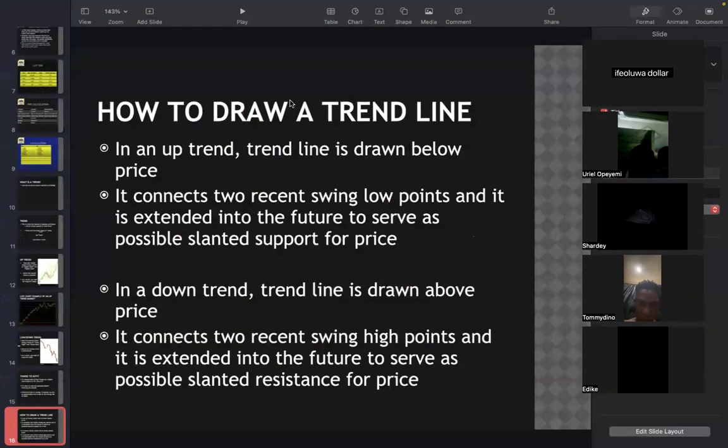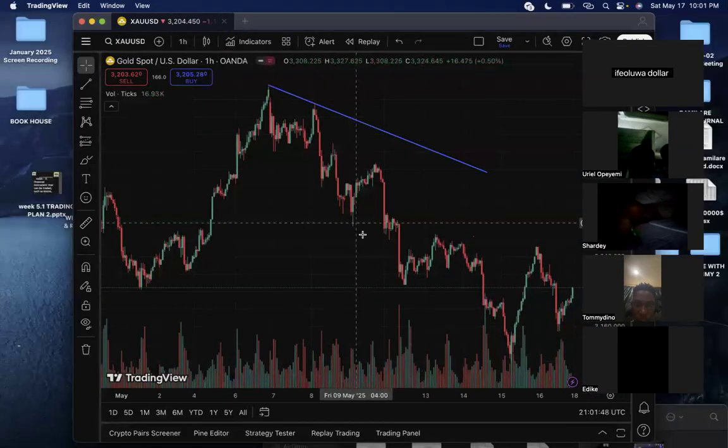For you to understand now, you don't need to rush yourself. You see, it connects the two recent swing low points. So this is where we feel, okay, I think my trend line is still valid. And in a downtrend, above the price, it connects the two recent high points. Same thing, just opposite.